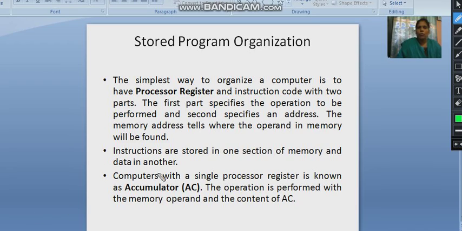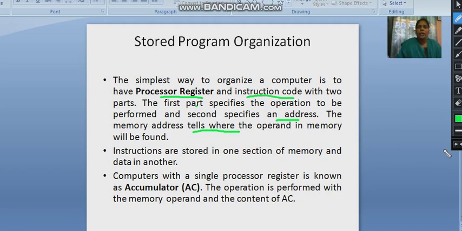Now as we know, in the von Neumann architecture we already studied the stored program concept. So the simplest way to organize a computer is to have a processor register and instruction codes with two parts. The first part specifies the operation to be performed, and the second part specifies an address, meaning at which address that data is located. The first part tells what action needs to be performed on the data specified at that particular address or location in the memory. The memory address tells where the operand in memory will be found.